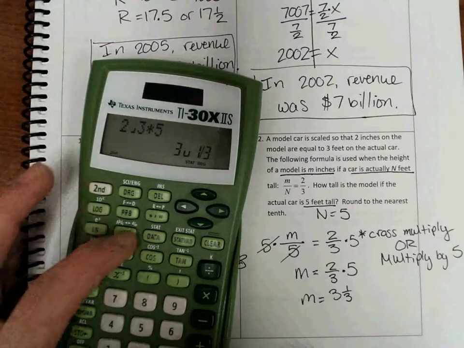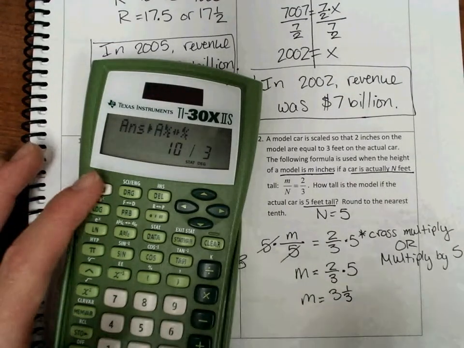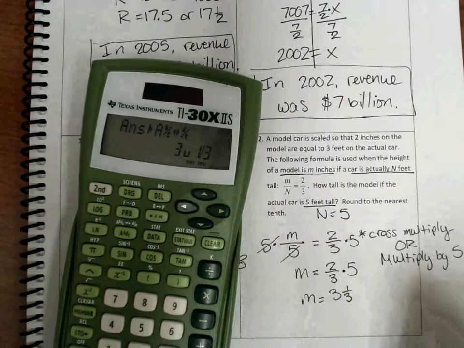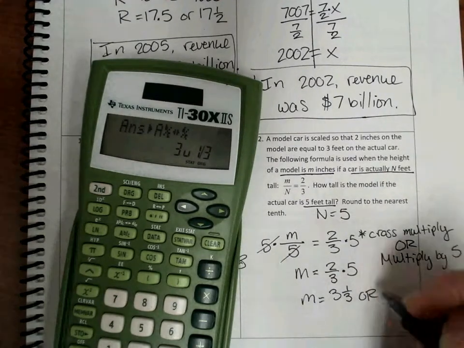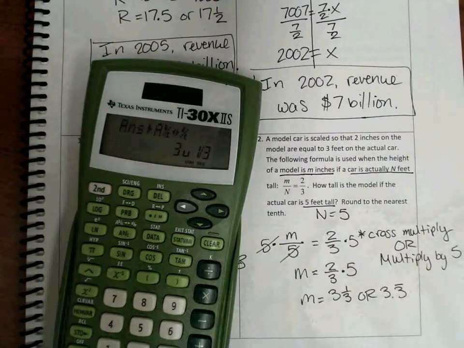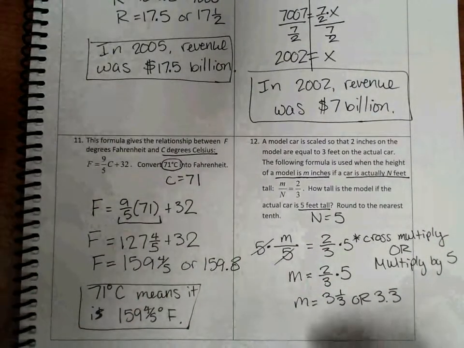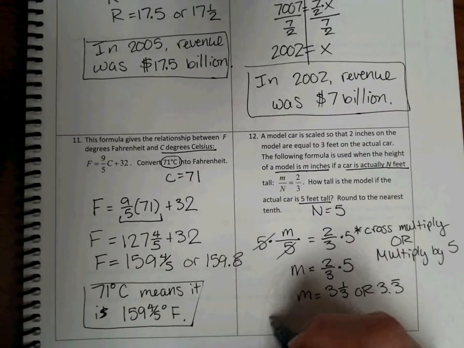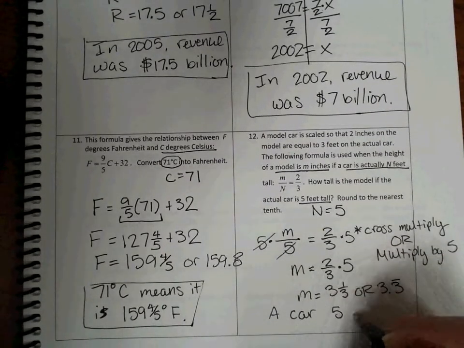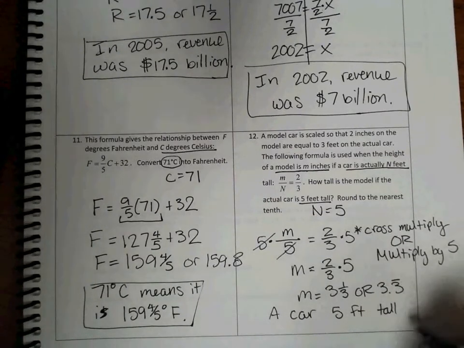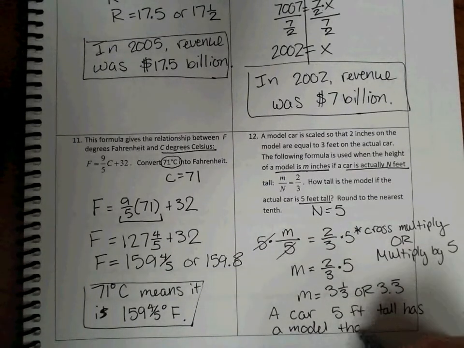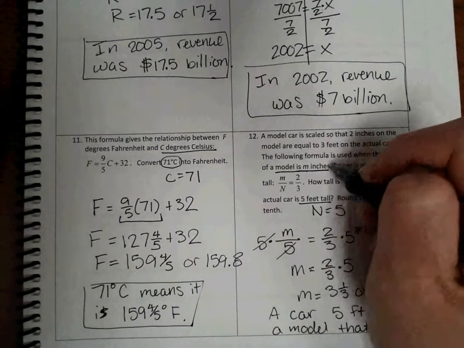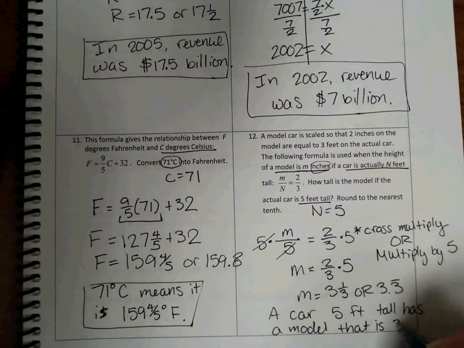Or if you got an improper fraction, you would have had 10/3, but again, it's a real life problem, so go ahead and switch that to a mixed number, 3 1/3, or the decimal is fine too, so that would be 3.333, 3 repeating. All right, final answer is a sentence. So a car 5 feet tall has a model that is 3 1/3. I believe that was in inches, so 3 1/3 inches.